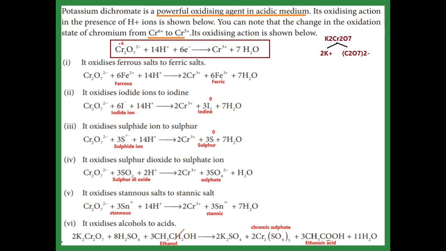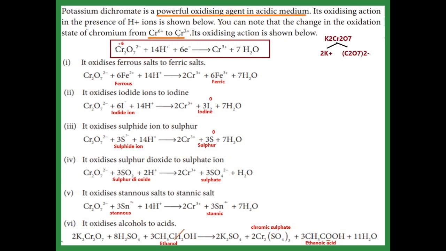Potassium dichromate is a powerful oxidizing agent when it is present in acid. The acid means what? It gives H+ ions. So potassium dichromate splits into 2K+ and Cr2O7 2-.